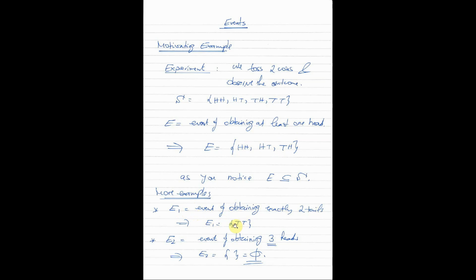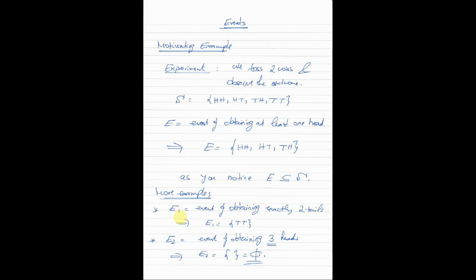Let me ask you the following. What is the intersection between E and E1? Is there anything in common between them? Here we have HH, HT, TH, and here we have TT. Is there anything in common? There is nothing in common. So the intersection between E and E1 is empty. According to the definition that we have just finished, we say that E and E1 are mutually exclusive.